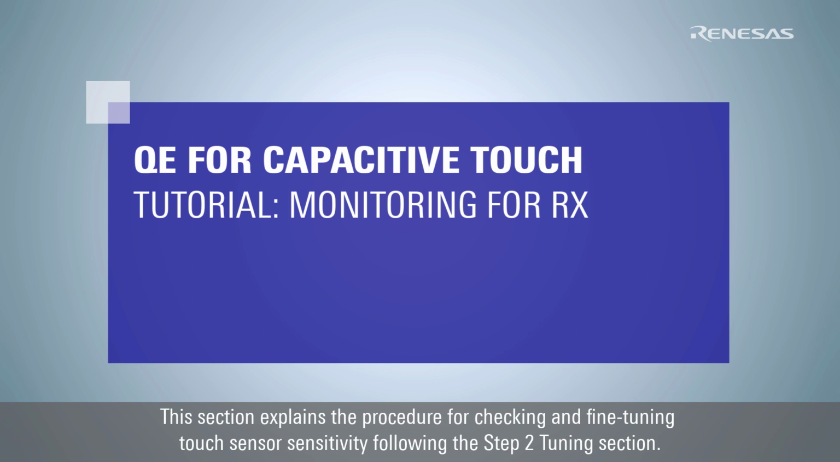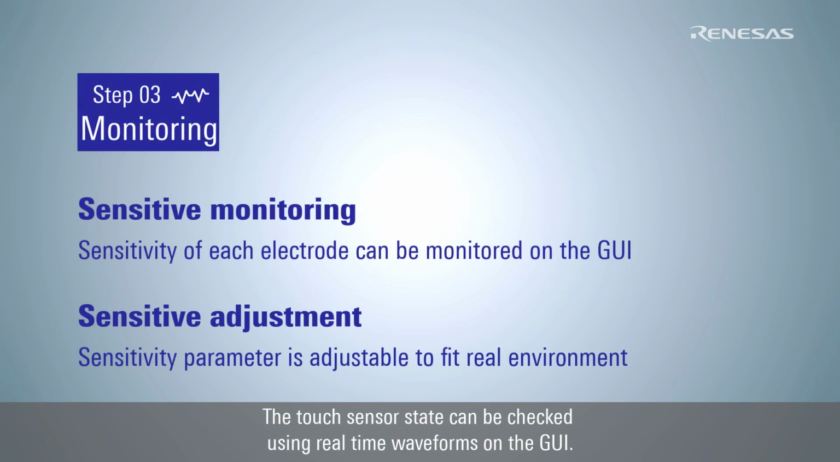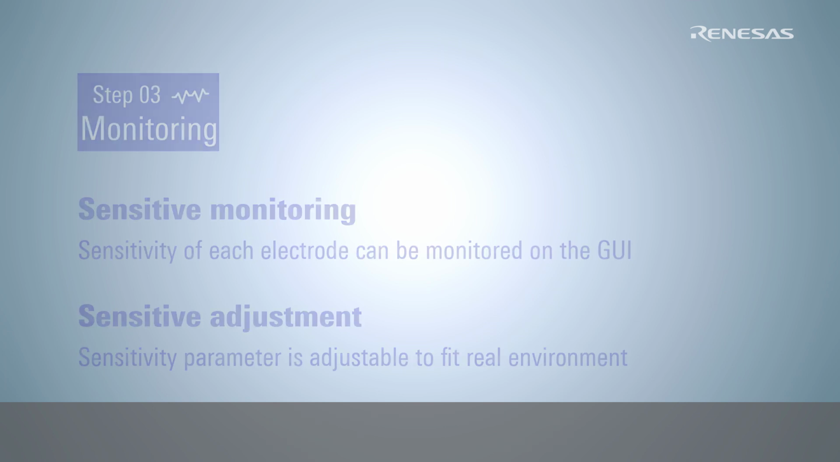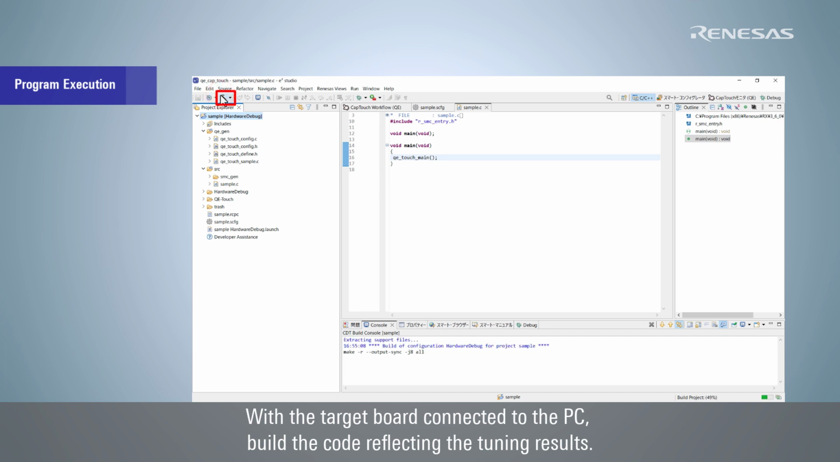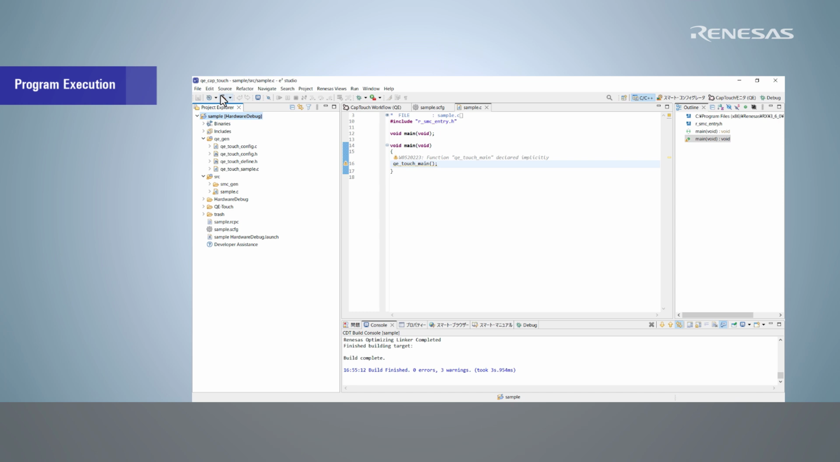This section explains the procedure for checking and fine-tuning touch sensor sensitivity, following the Step 2 tuning section. The touch sensor state can be checked using real-time waveforms on the GUI. With the target board connected to the PC, build the code reflecting the tuning results.